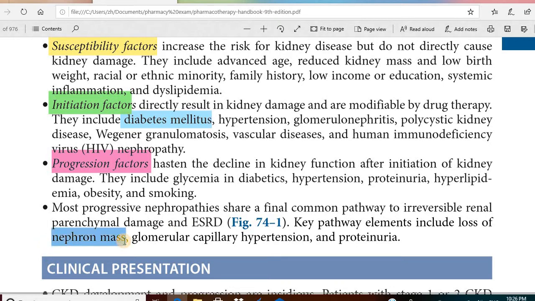Loss of nephron mass means there may be any kind of damage in the nephron bodies, and glomerular capillary hypertension. Hypertension inside the capillaries of the glomeruli means there will be a high amount of blood pressure there, due to which the filtration process is delayed. Filtration becomes abnormal. That's why a high amount of albumin and blood cells are going into the urine, causing proteinuria. So these are the key elements which are responsible in the renal damage.